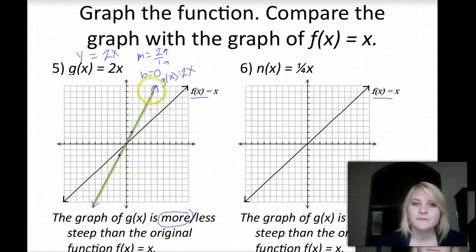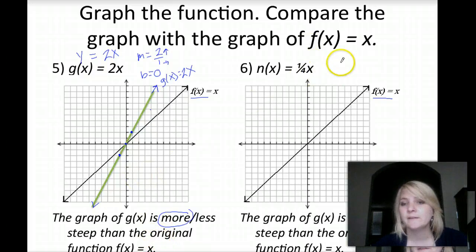And you can think of that if you were going to ride a roller coaster down either the black line or the green line, the green line is more steep. You have a higher incline, a higher degree from that x-axis. So it's more steep than the original function f of x equals x.